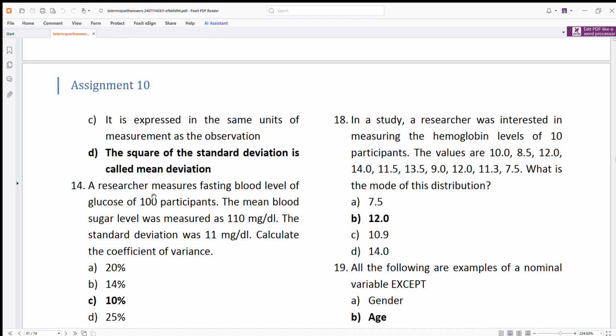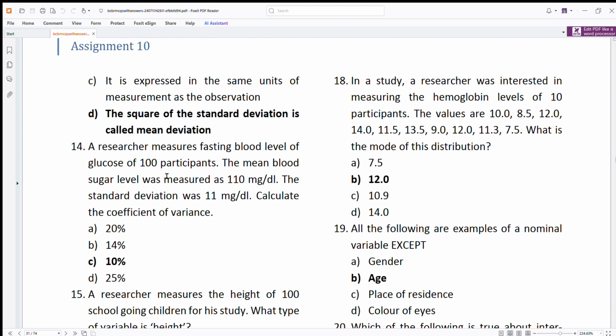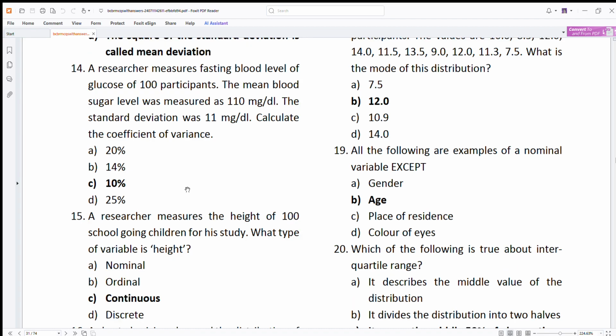Researcher measures fasting blood glucose, the mean blood glucose. This is very good. At Saraswati Medical College, where I worked previously, I made this easy to remember. COV, coefficient of variation, is equal to SMC. SMC, Saraswati Medical College. C is college, coefficient of variation is equal to standard deviation upon mean. First comes S, Saraswati, standard deviation upon mean. So our answer will be 10%. Standard deviation upon mean into 100 with a percentage sign.